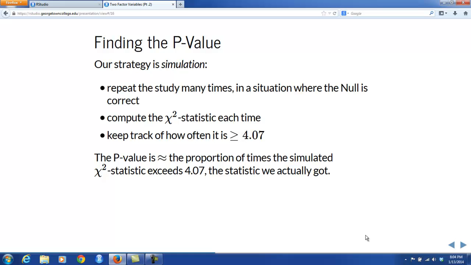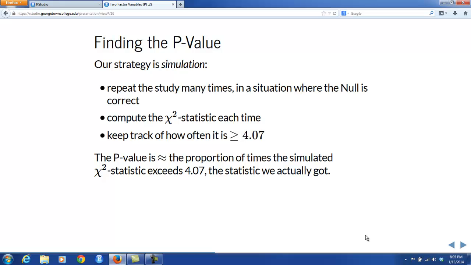We'll never be able to repeat the study many times in a situation where the null is correct. So what we actually do is have a computer simulate repeating the study many times. We set the computer up in the situation where the null is correct. We make the computer imagine a world where the null is correct, and we have it repeat this 21 ledge jumping incidence study many, many times.